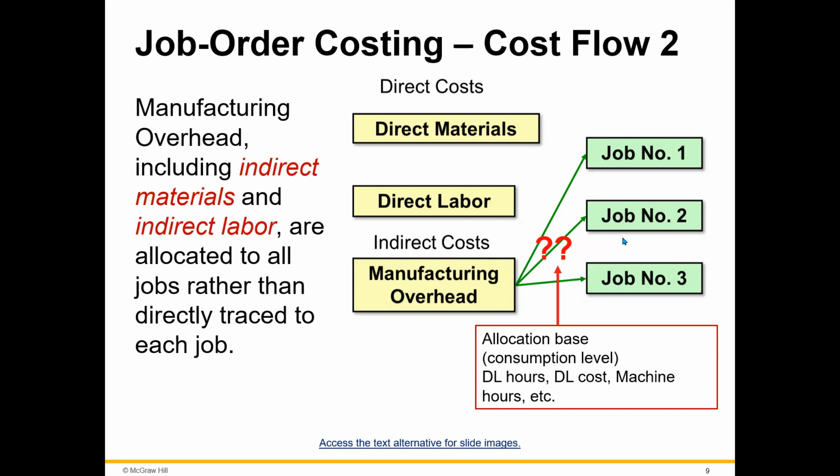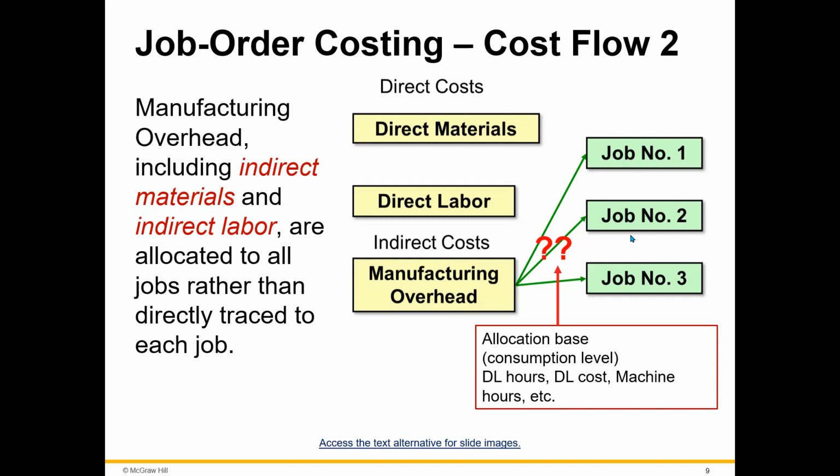The managers have different solutions to do this. The easiest one is to average the $6,000 across the jobs, and we can easily calculate it will be $2,000 for each job, right? So that's the easiest method.